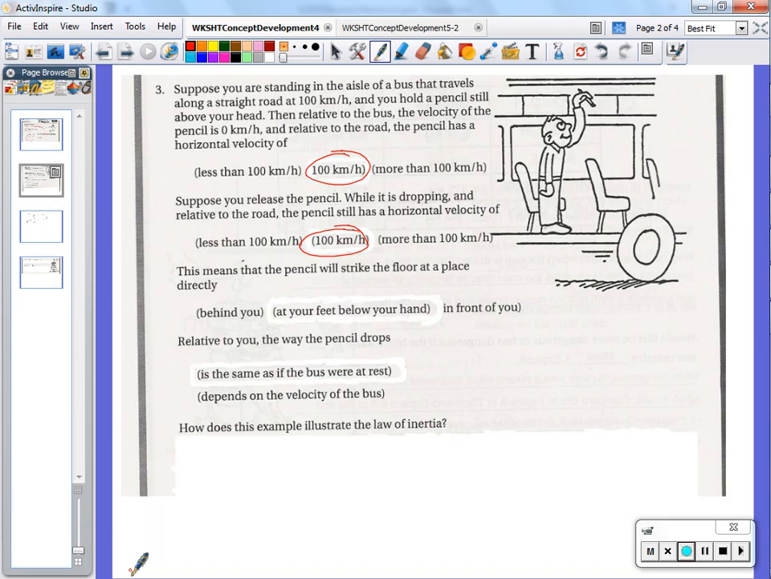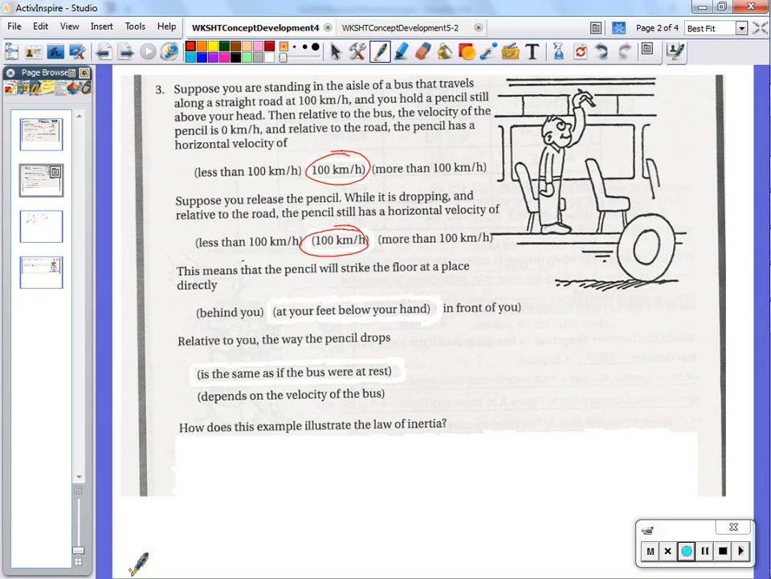Now, we discussed that gravity causes acceleration, right? Things that are falling will speed up. But gravity only affects things which way? Downward. So this pencil will speed up while it's traveling downward, but is there anything to stop its horizontal motion? No. So inertia tells it to do what? At least horizontally.